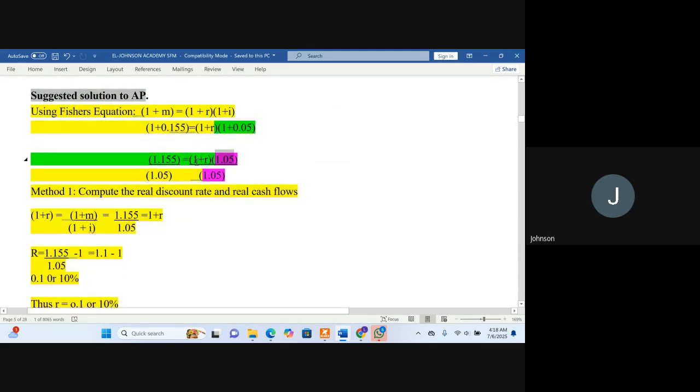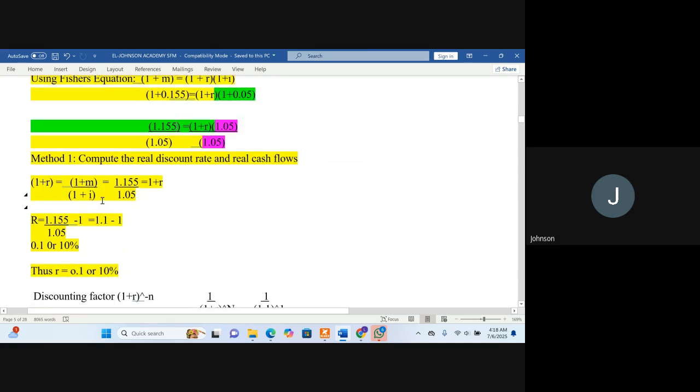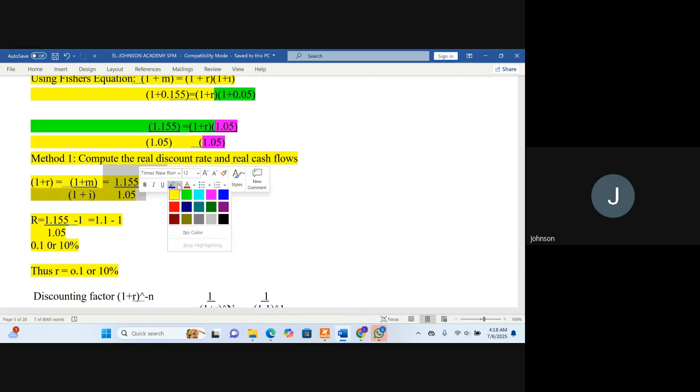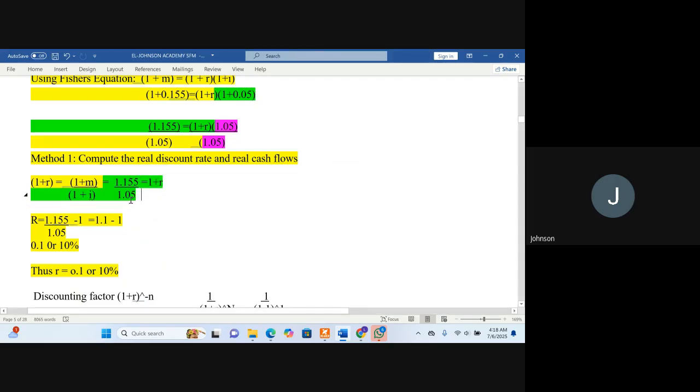Now you let this 1 cross the equal sign to come and meet these people that is here. Once you do that, this 1 is what I've carried to this place. And I say 1.155 divided by 1.05 equal to 1 plus R.